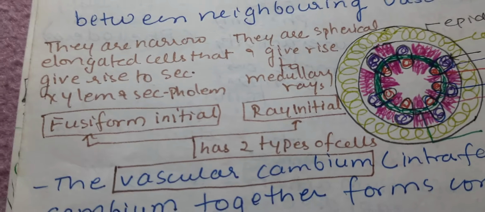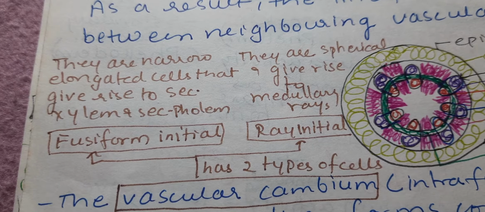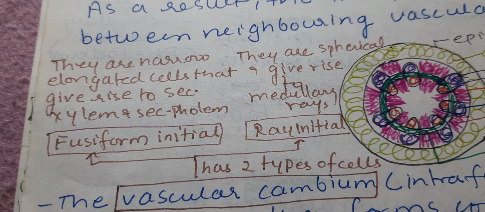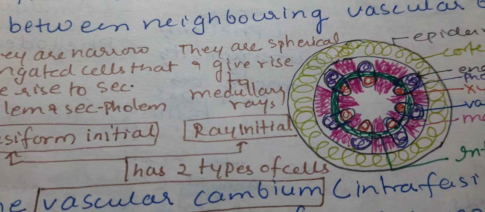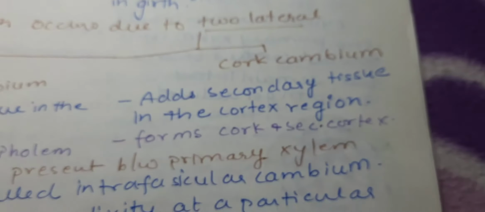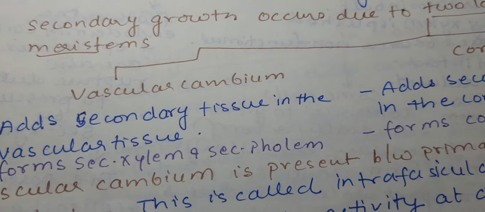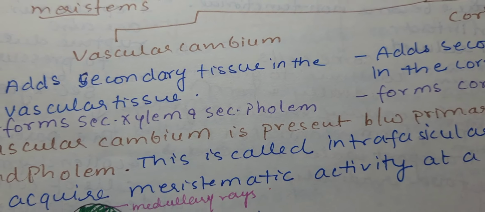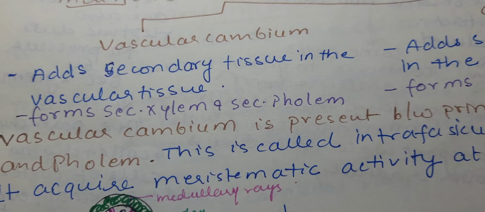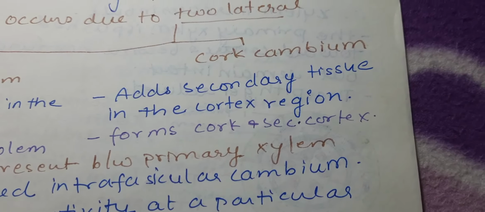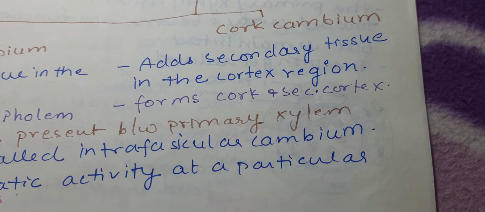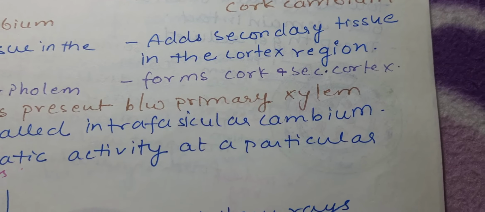If you see the vascular cambium, they have two different types of cell initials: fusiform initials and ray initials. Fusiform initials are narrow elongated cells that give rise to secondary xylem and phloem, whereas ray initials give rise to medullary rays. Now, if you look at the cork cambium, here we have discussed the vascular cambium, which gives rise to secondary phloem and xylem, and the ray initials give rise to the medullary rays. Cork cambium adds secondary tissue in the region of cortex, and it forms the cork and secondary cortex.